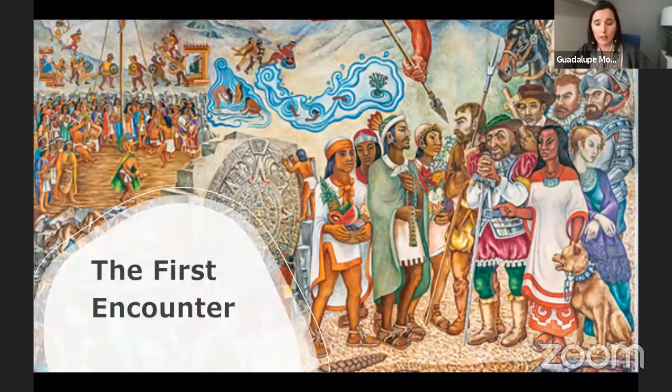This is another way to see this same encounter. I have to say that it has been represented through the arts in many different ways, in many different moments. This is by a Mexican woman muralist. We have few women muralists in Mexico, we have a lot of painters, but few women muralists. And this is called The First Encounter by Aurora Reyes, painted in 1936.